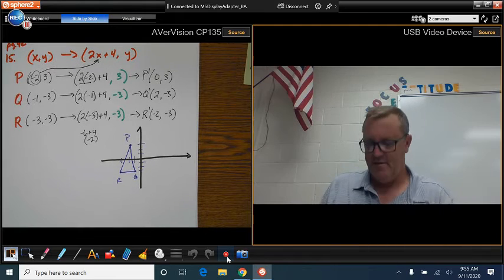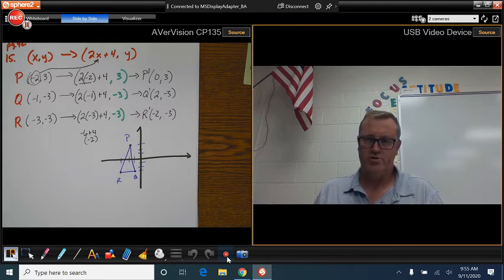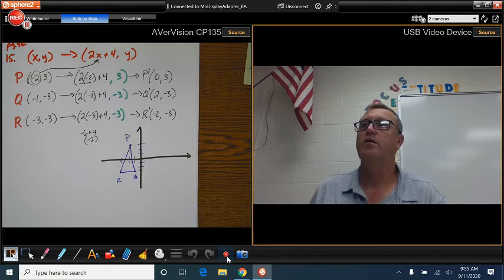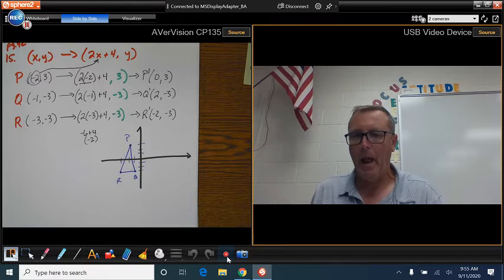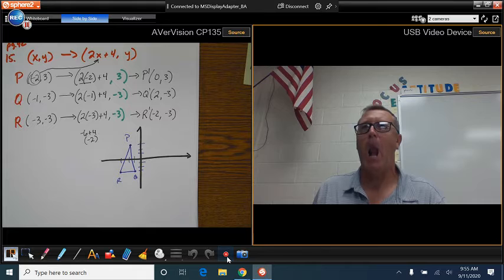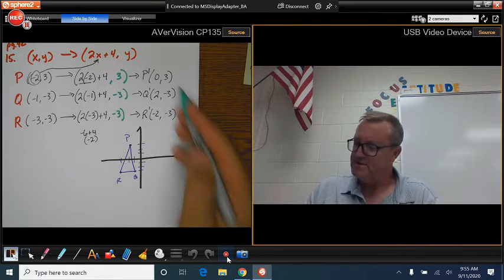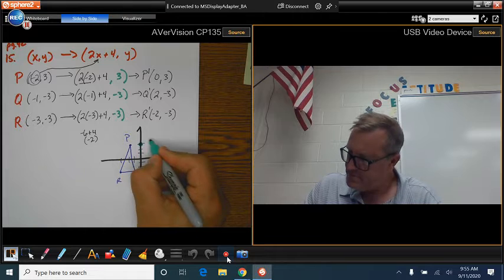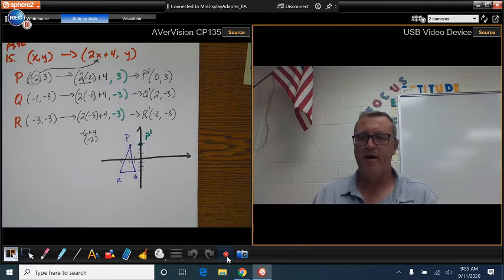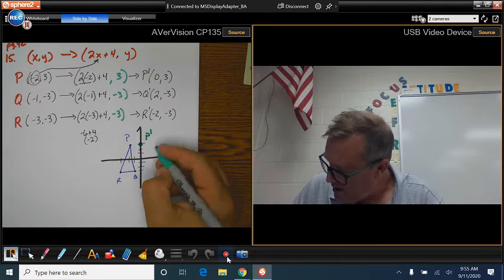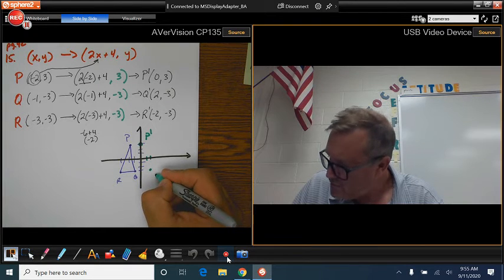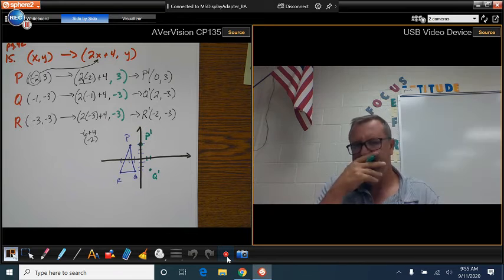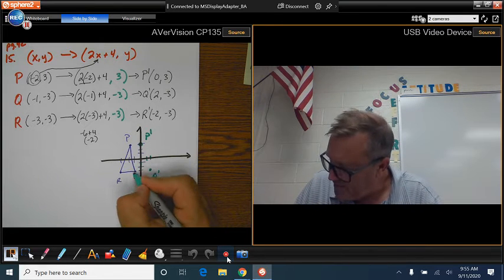Now let's plot the new triangle, P prime, Q prime, R prime. That's hard to say. All right. P prime, 0, 3. Q prime, 2, negative 3. And R prime, negative 2, negative 3.